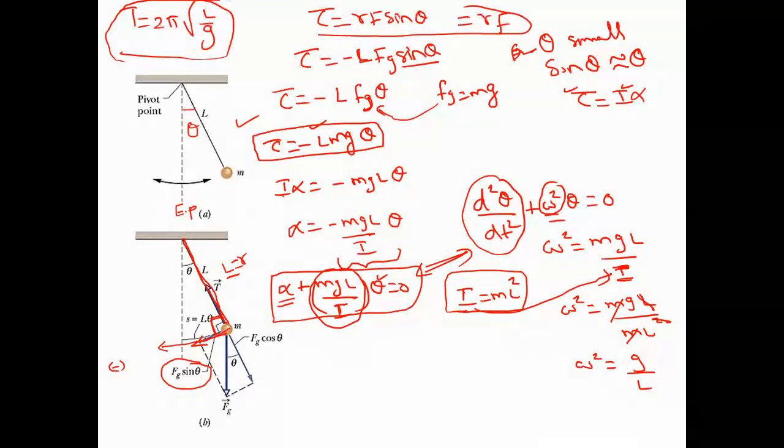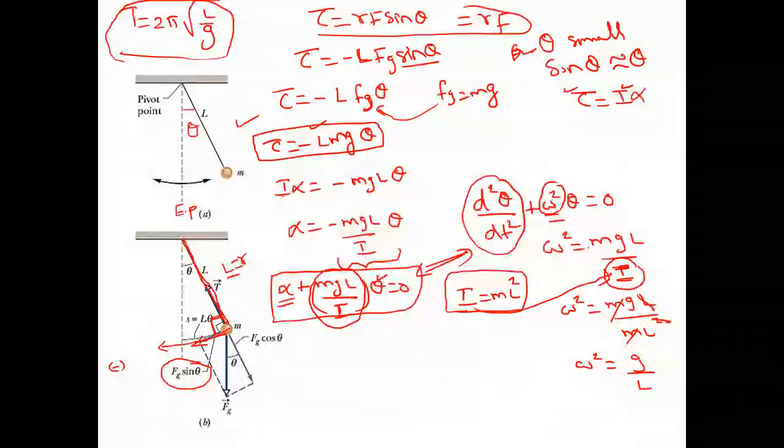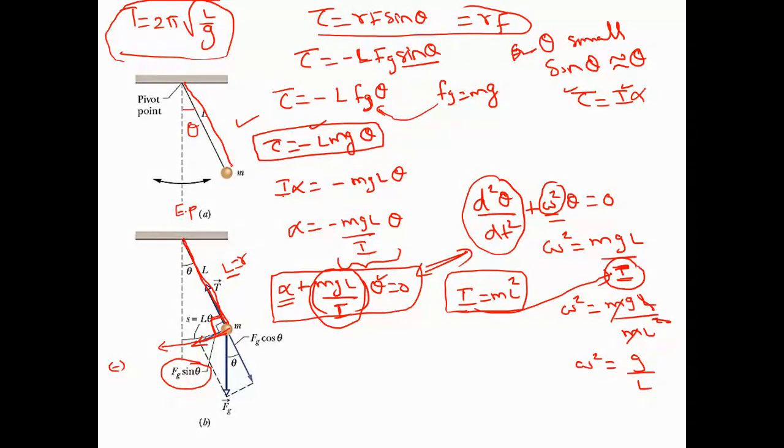Why do we use this formula? Because we have to replace the moment of inertia, since we are using the length. If you have a length-like structure, the moment of inertia is ml square. So I replace the moment of inertia with ml square. Then m gets cancelled with m, and l with l, and finally I get omega square equals g over l.